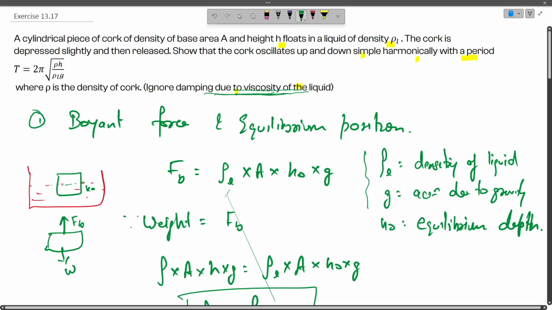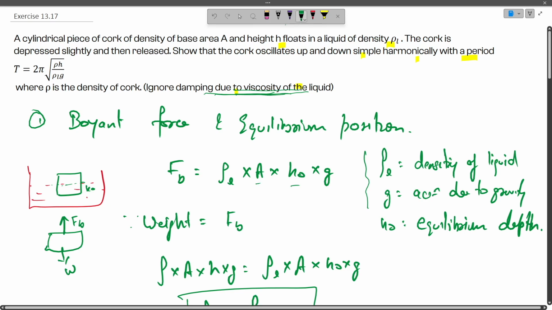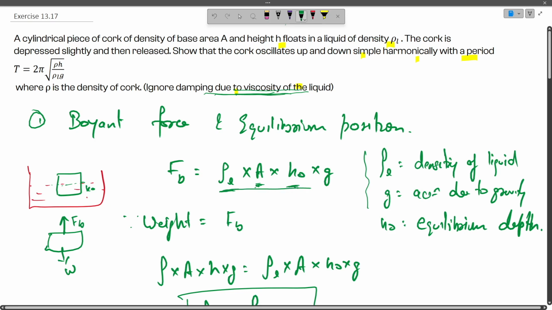Here the force of buoyancy equals the weight of the volume of water displaced. The volume of water displaced would be equal to the volume that is inside the liquid, so that would be A into h naught, where A is the base area of the cork and h naught is the submerged height. We multiply it with the density of the liquid to get the mass of the liquid displaced, and when we multiply it with the gravitational acceleration, we get the force of buoyancy.